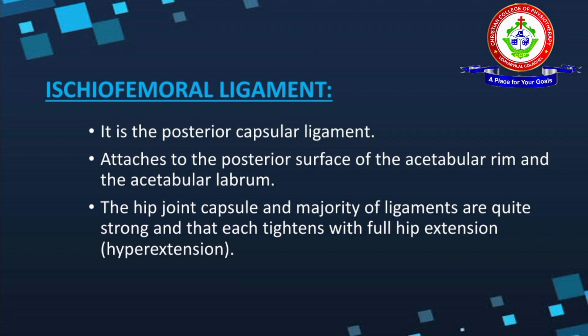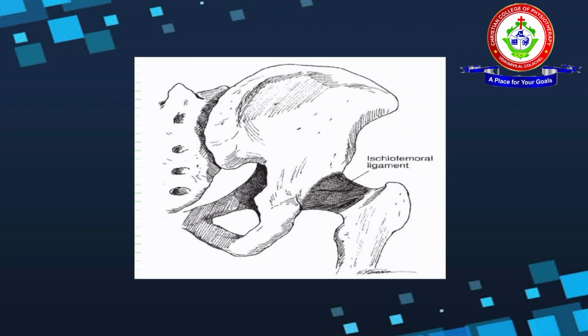Then we can see about ischiofemoral ligament. Ischiofemoral ligament is a posterior capsular ligament. It attaches to the posterior surface of the acetabular rim and acetabular labrum. The hip joint capsule and majority of ligaments are quite strong and each tightens with full hip extension. That is, it is helpful in hyperextension. This picture shows the image of ischiofemoral ligament.